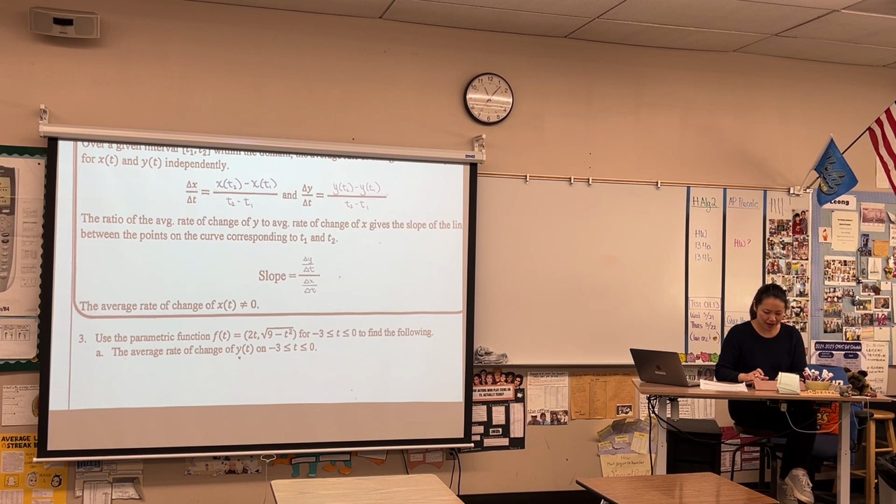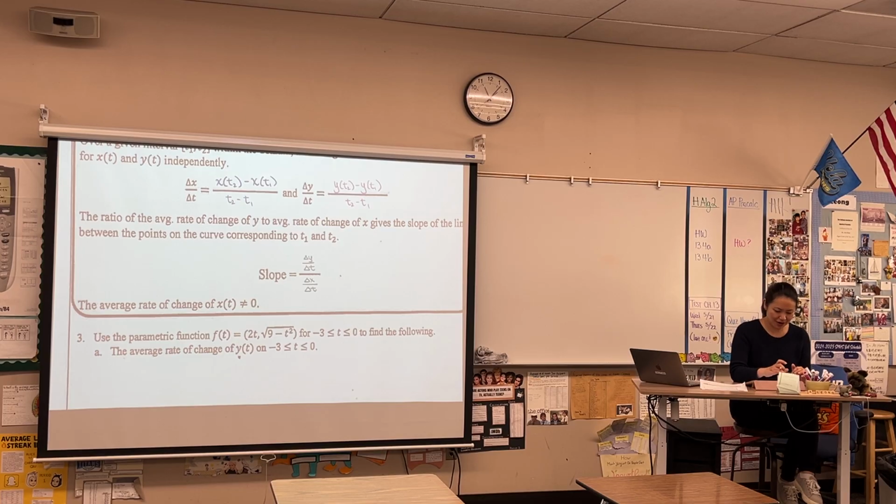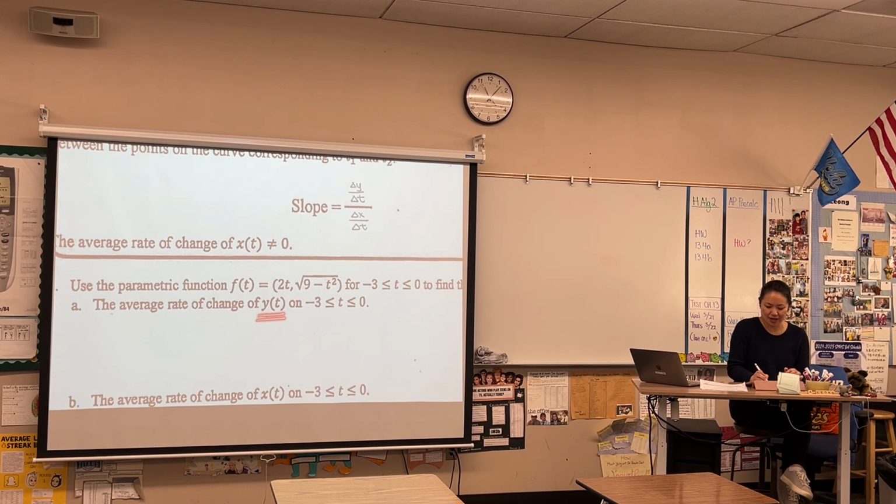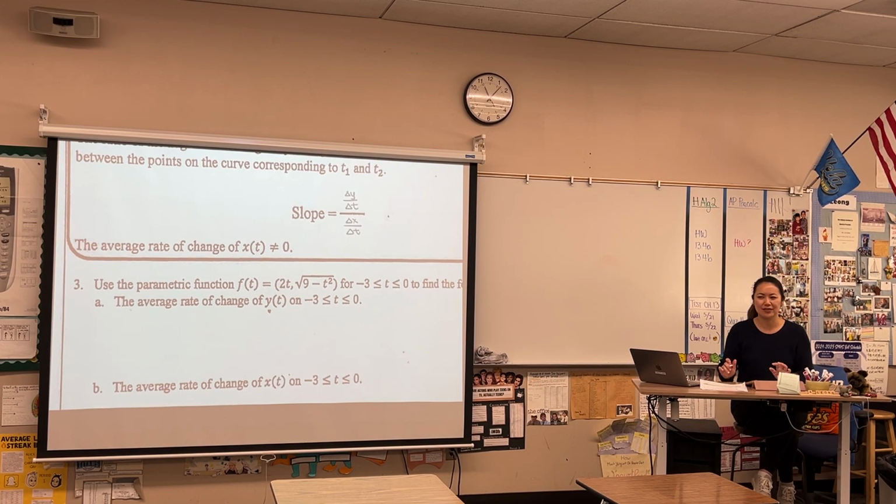Cool. Let's try. I wanna have you guys help me with these. All right, this is just calculations. So number 3, use the parametric function over this interval to find the following. The average rate of change of y of t, so careful there, just y of t over that interval. Okay, let's see, Carter, give it a try.